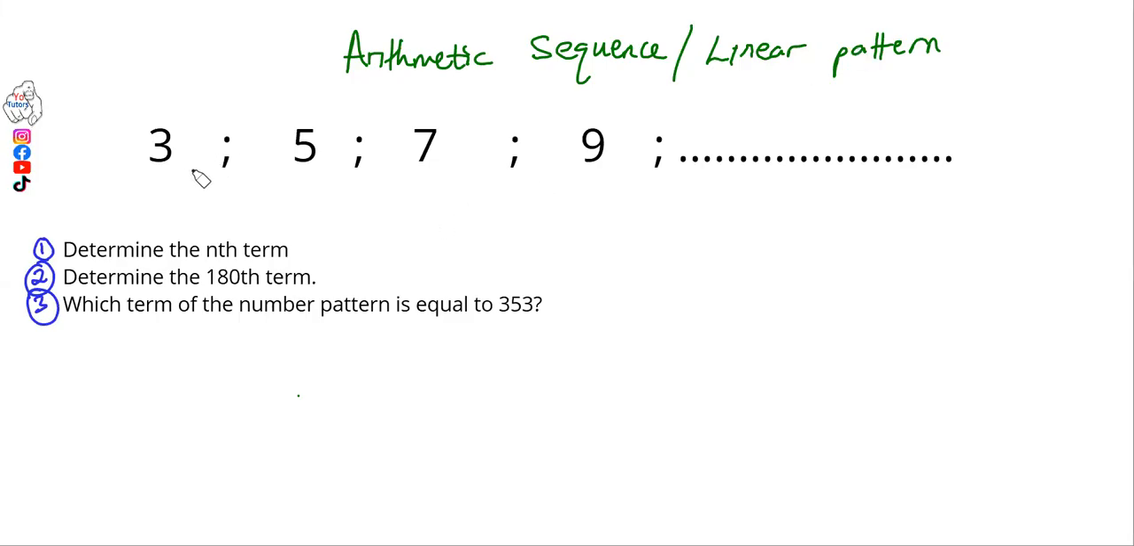Hello, guys. So let's look into arithmetic sequence, or we call it linear pattern. In this case here, we want to understand what we're talking about. So let's say terms here. You can say T1, T2. Let's just put them on top here. So T1, we've got our T2, we have T3, we have T4.